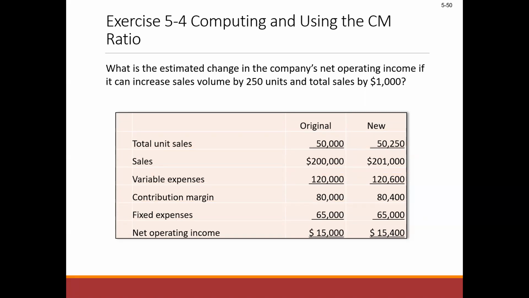So what happens with the company's operating income if it can increase the sales volume by 250 units and the total sales is going to go up 1,000? So it goes from 50,000 to 50,250. The sales go from 200,000 to 201,000. The variable expenses go from 120,000 to 120,600, which gives us our contribution margin. It went up $400, and our net operating income also went up $400 because our fixed costs are remaining constant.